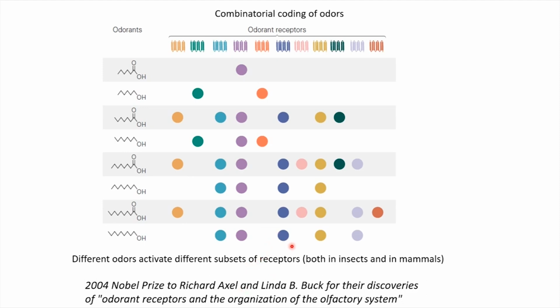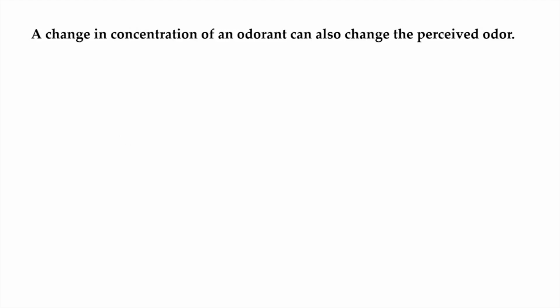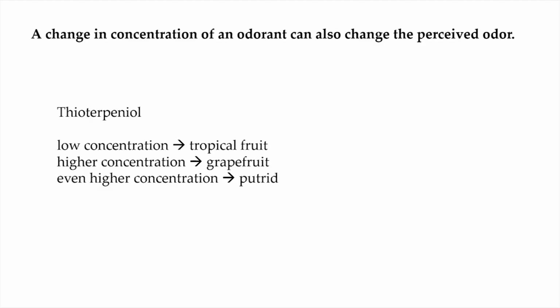Normally, when the concentration of an odorant is increased, we perceive the smell more strongly. But in some cases, something very interesting happens. If the concentration is increased sufficiently, in some cases that might change the perceived odor completely. For example, the chemical thioterpeneol at low concentrations smells like tropical fruit. At somewhat higher concentrations it smells like grapefruit, but at very high concentrations it smells putrid or rotten. Can you guess why this might be happening?